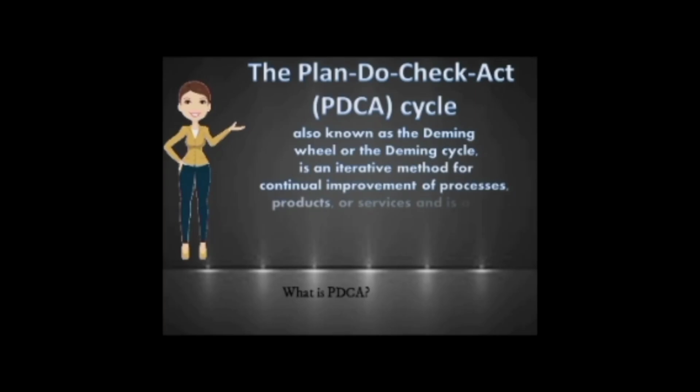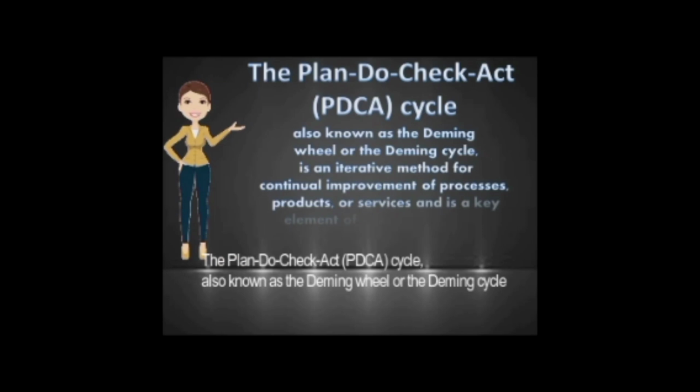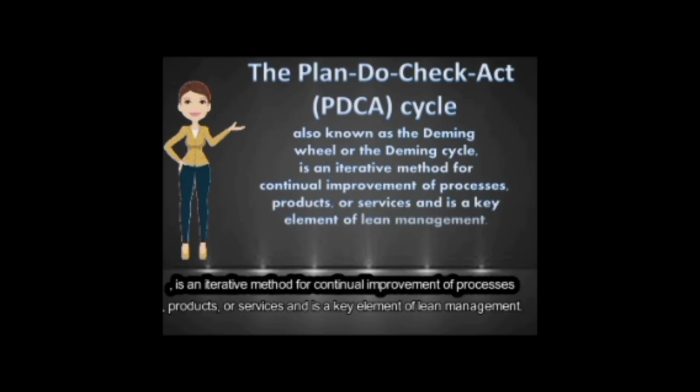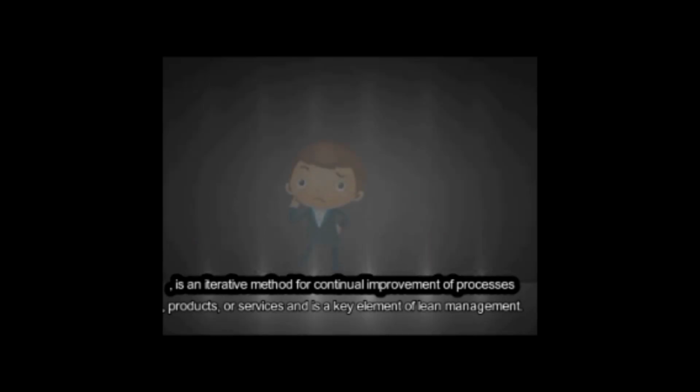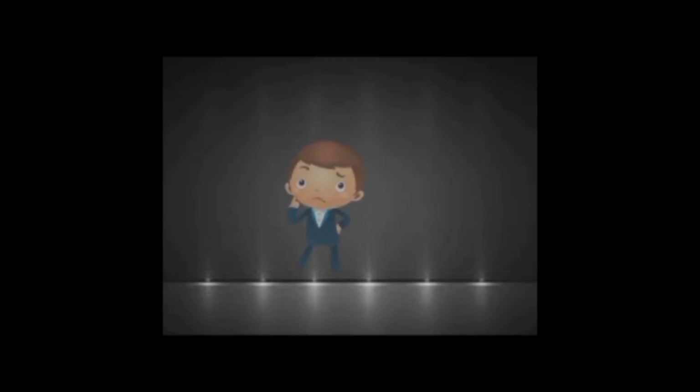What is PDCA? The Plan, Do, Check, Act, or the PDCA cycle, also known as the Deming wheel or the Deming cycle, is an iterative method for continual improvement of processes, products, or services, and is a key element of lean management.